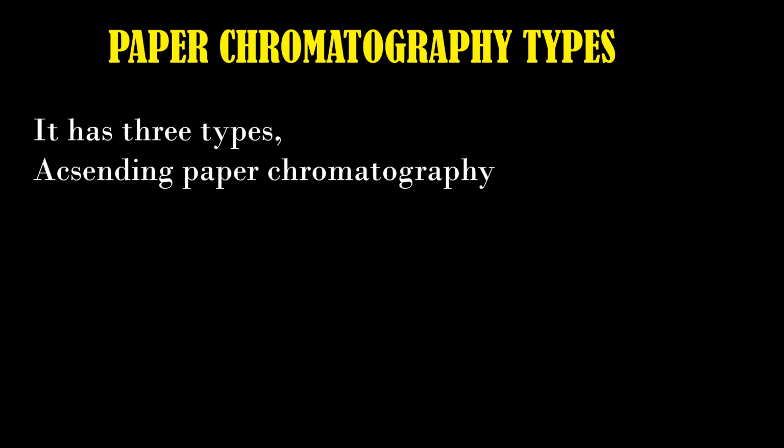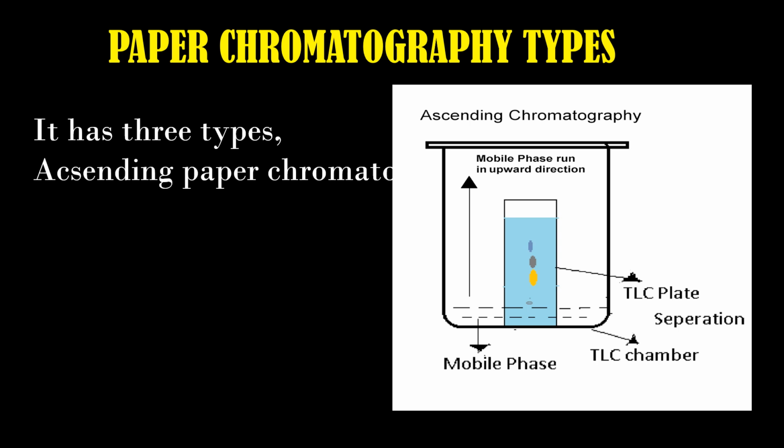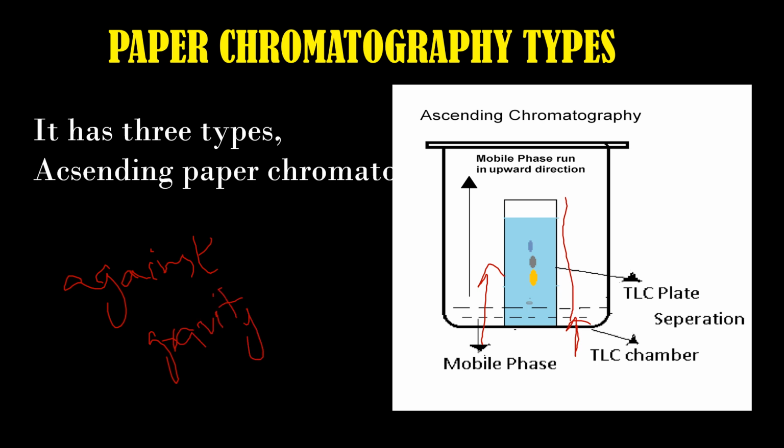Paper chromatography has three types. Ascending chromatography, it is like this one here. Mobile phase is at the bottom. Paper is placed in the mobile phase, baseline is not dipped, and solvent ascends, it moves upward. That's why it is called ascending chromatography. It works against gravity. Upward movement है ना, gravity pulls downward, so it works against gravity.